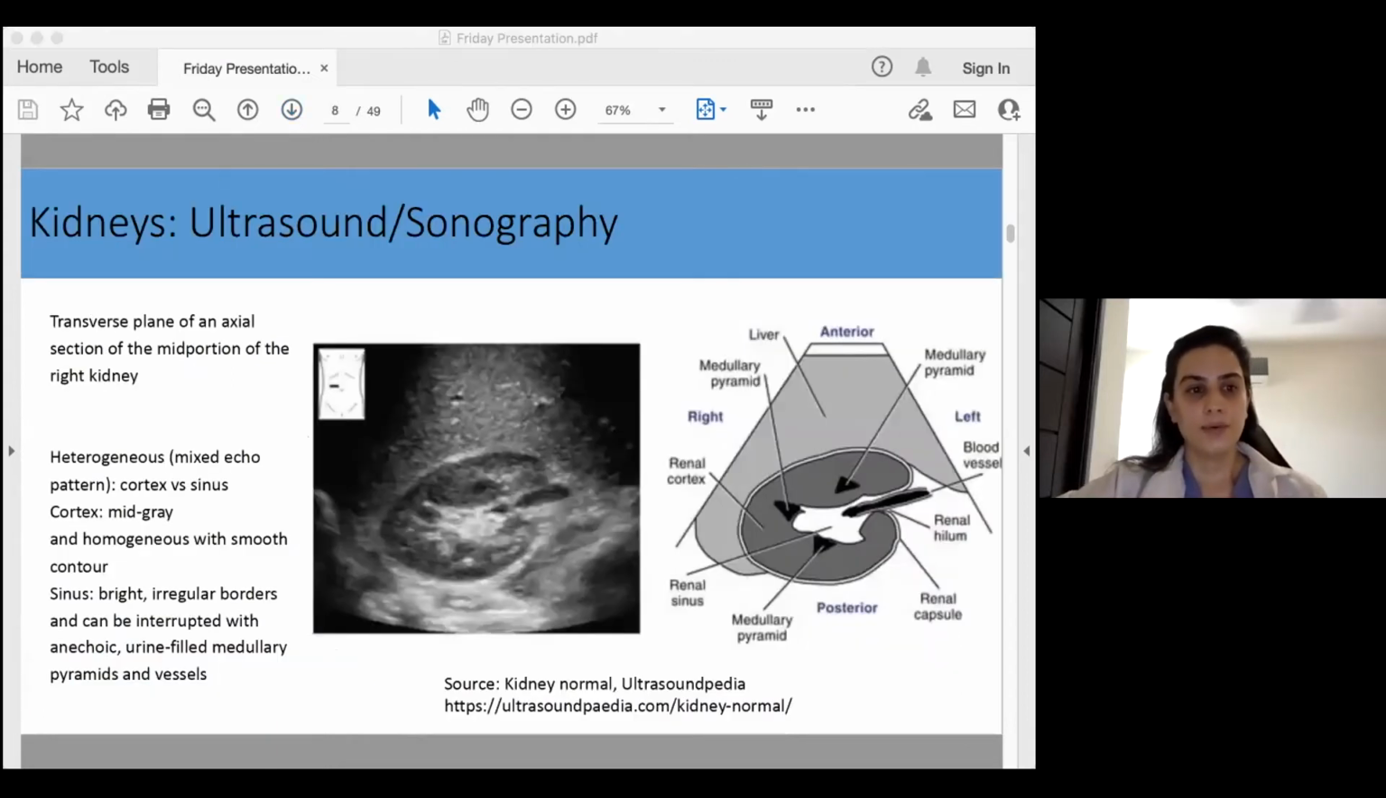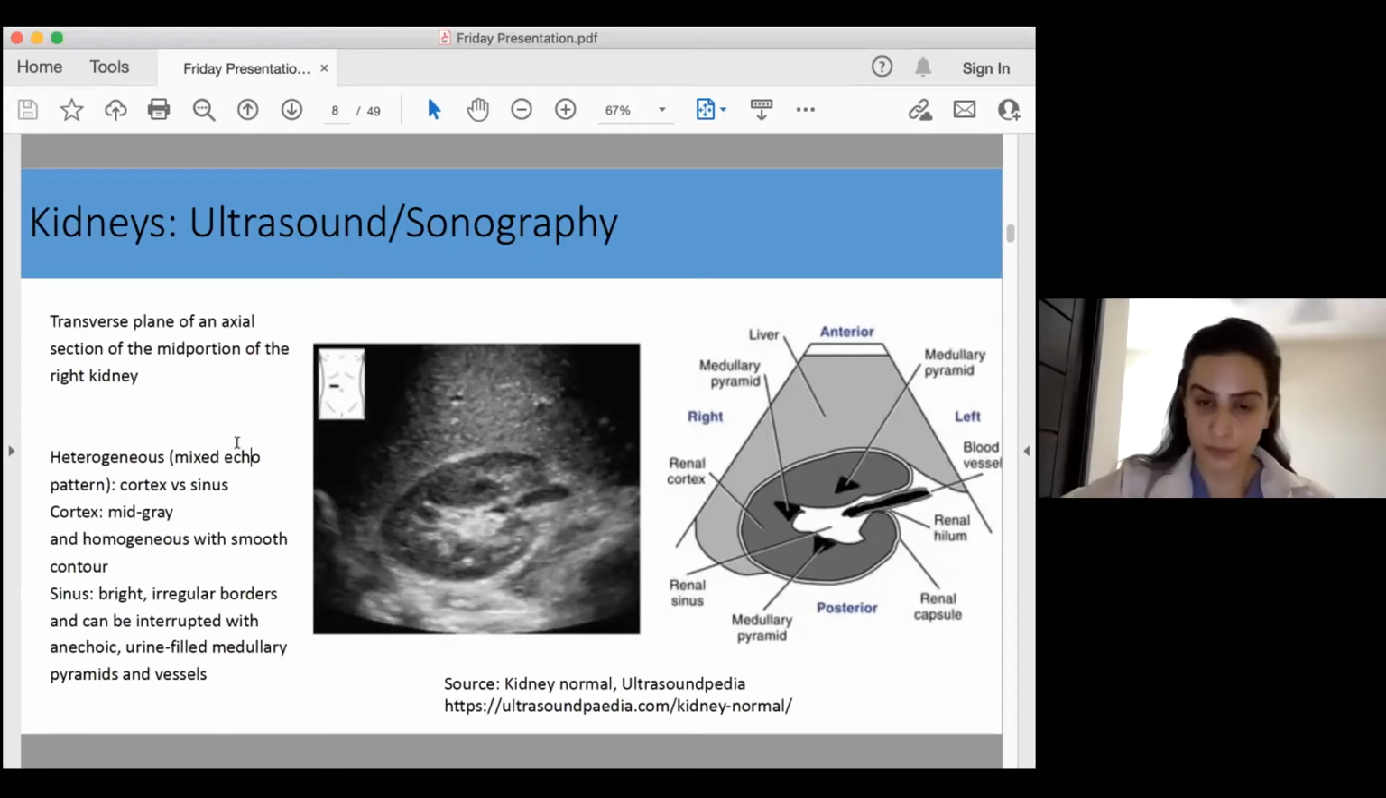When we talk about ultrasound in the kidneys, there are two projections. This is a transverse plane, an axial section of the mid portion of the right kidney. There are certain features that we need to keep in mind. Here we have the actual ultrasound image, and here is an illustration that helps clarify what we're actually looking at. As you can observe, if we compare the two, here we have this structure being the actual kidney, and this portion here representing the hilum.